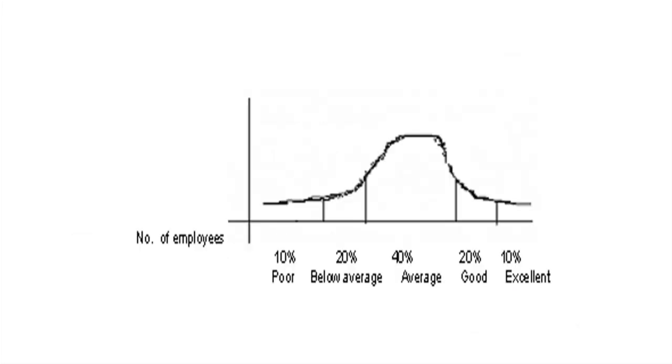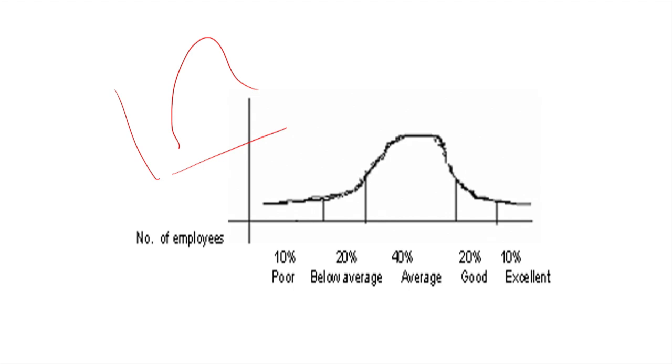So this is how, for example, it is in the shape of a bell-shaped diagram. This is a bell-shaped diagram. For example, there can be a number of employees. So 10% are below average, or maybe 20% are below average, 40% are in average, 20% are good, or maybe 10% are excellent.